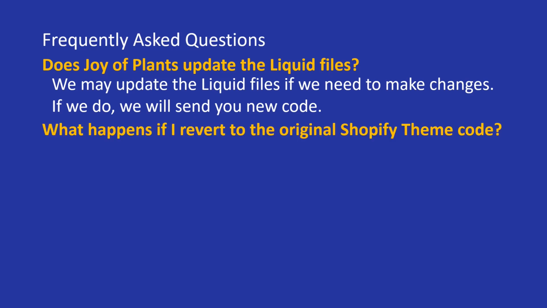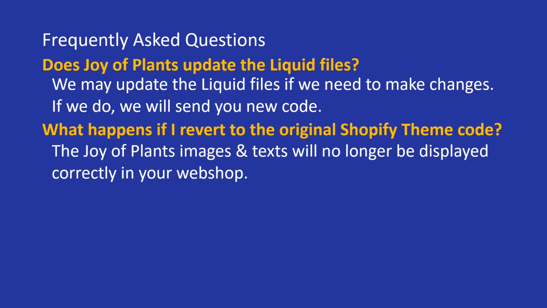What happens if I revert to the original Shopify theme code? When you revert to the original code, the Joy of Plants data is not removed from the Shopify database. However, the codes we added will no longer display images and text correctly, as your theme will not know what to do with them. If you wish to remove the Joy of Plants codes, you'll need to export the products and delete our content from the description field.